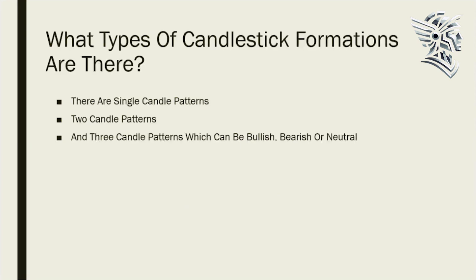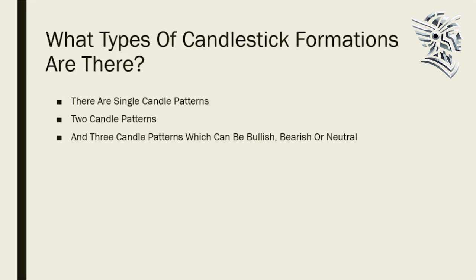So what types of candlestick formations actually are there? Well, there are single candle patterns, 2 candle patterns or double candle patterns, and 3 candle patterns or triple candle patterns. And they can all be neutral, bullish, or bearish. Like we said, bullish means going up, bearish means going down, neutral would just mean going sideways.